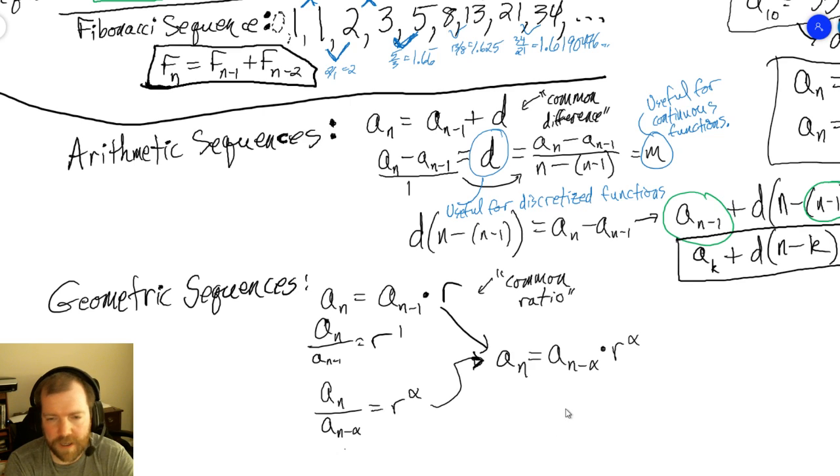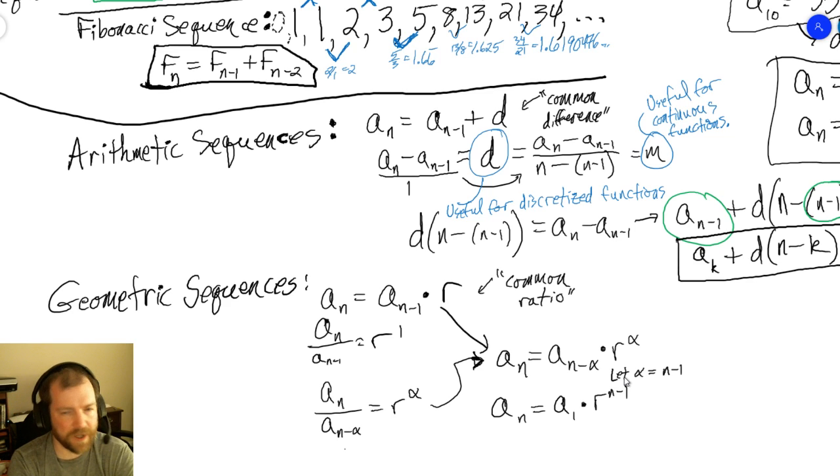And then I said again, if we let alpha be n minus 1, then a sub n equals a sub n minus a negative 1, which is plus 1, so that's a sub 1 times r to the n minus 1. And this is the typical one that everybody goes with.